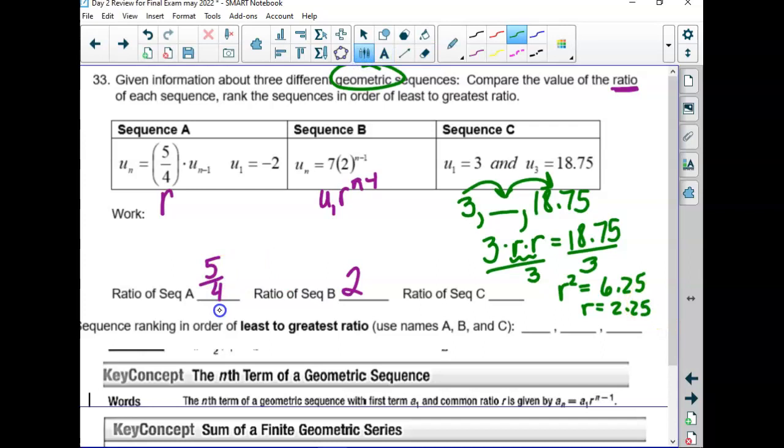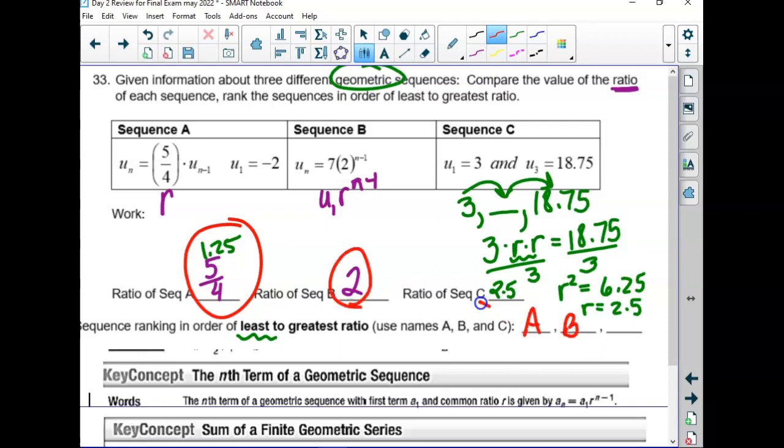What is 5/4? Can we do that as a decimal? 1.25, okay? This one was 2.25. So which one has the least ratio R? Oh, this was 2.5. You guys, you told me twice and I didn't fix it. My brain was thinking about changing that other one to a decimal. All right, sorry. So the smallest one is A. Then this one happens to go B. And then the biggest one is C.